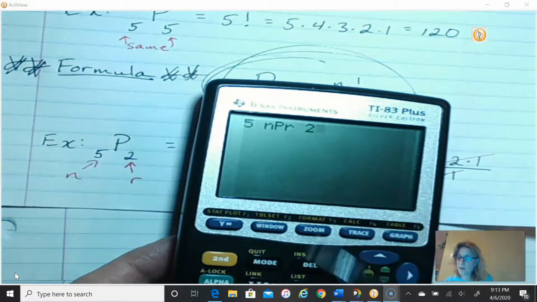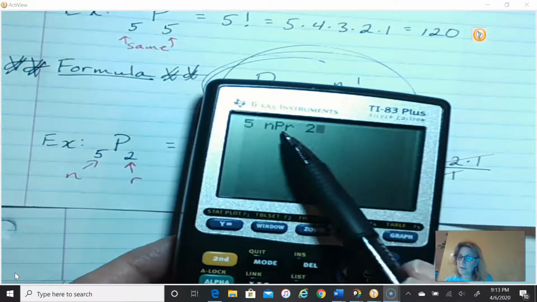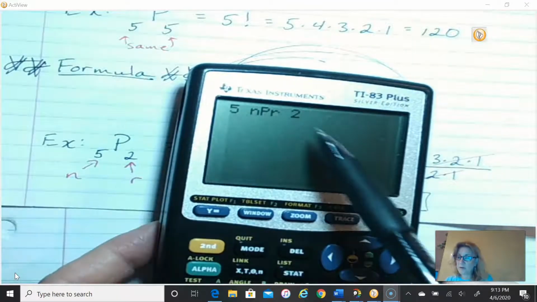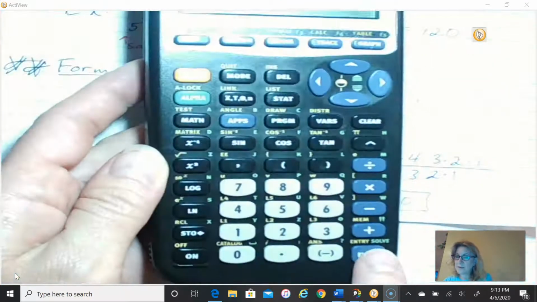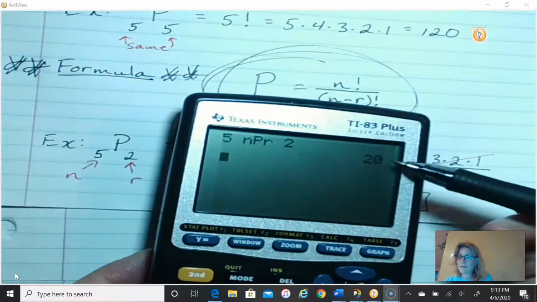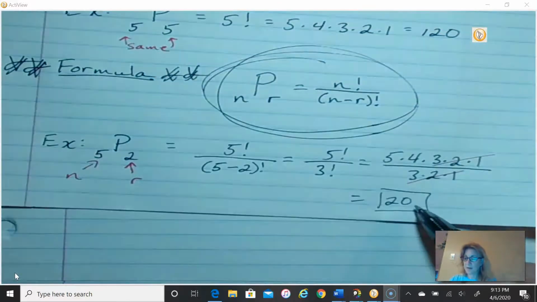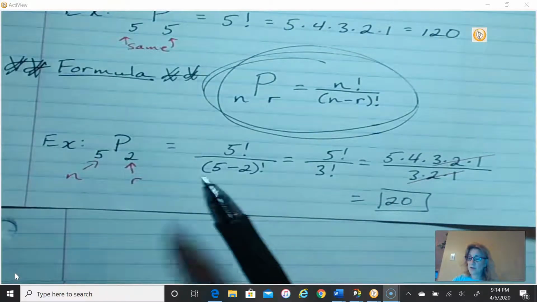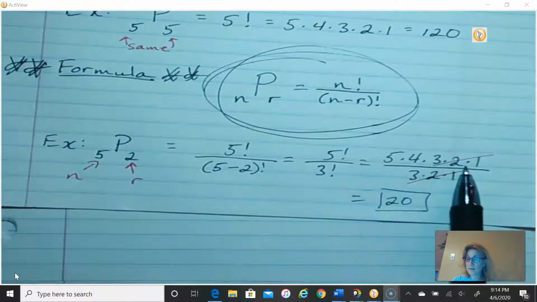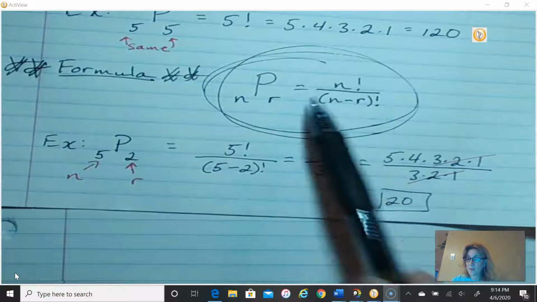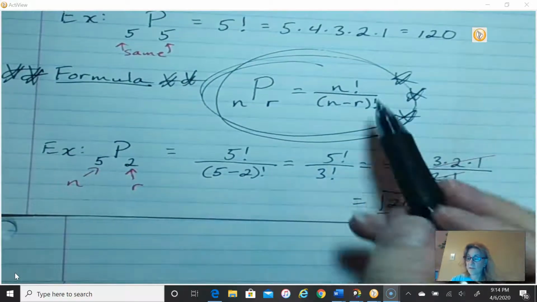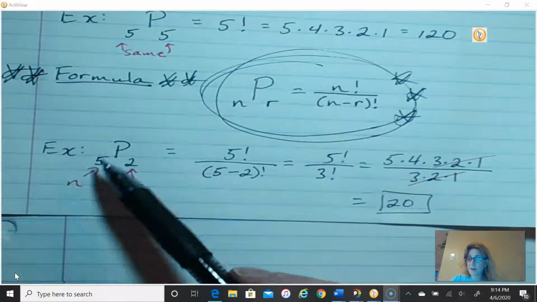So 5, we did the math thing, got NPR, and then put R as 2. Hit enter. 20. So see, you can do it either way. You can do it by way of calculator. You can do it by way of this. See, here's the formula. This right here. There's some stars. So you would just fill in the blank.